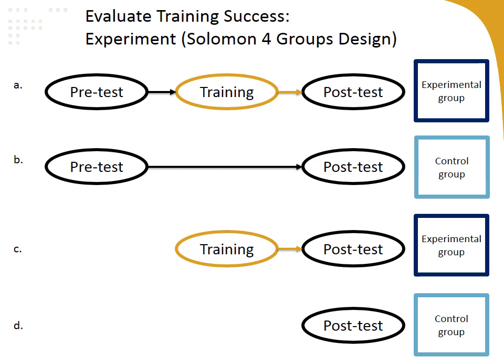So if you look at groups A, B, C, and D, you'll see group A is our experimental group. They're the first experimental group. The reason they're an experimental group is because they received the training. And you see group A, they are pre-tested, so their performance is measured. Then they receive training, and then they later on are measured again for their performance. Group B is a control group because they don't receive training.